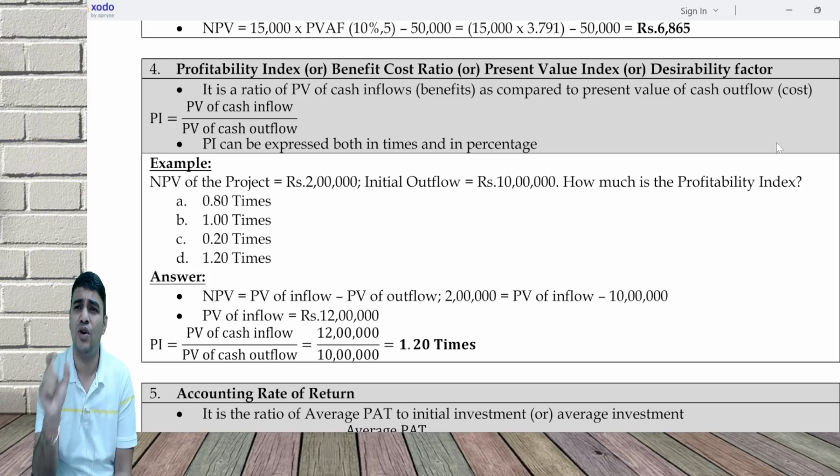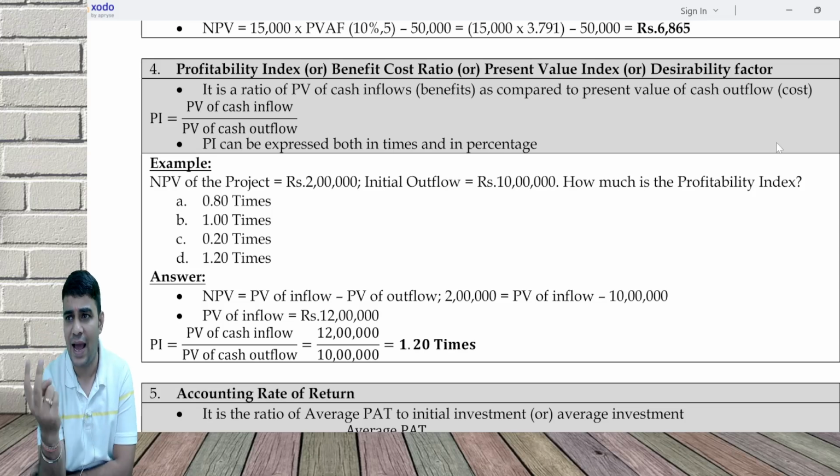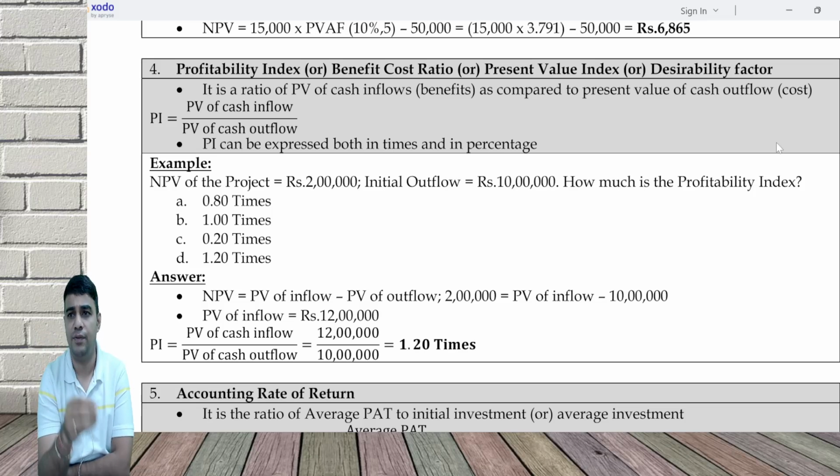A rate is equal to what I get back divided by what I give. So what I get back is profit. What I give is investment. There are two names for investment. One is called initial investment. Second is called average investment. Initial investment is what you invest on day zero.